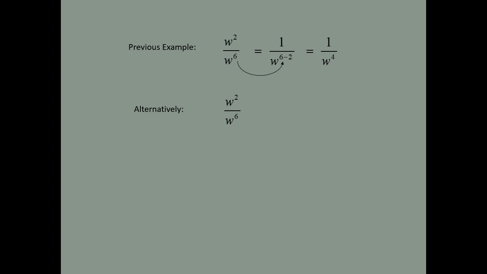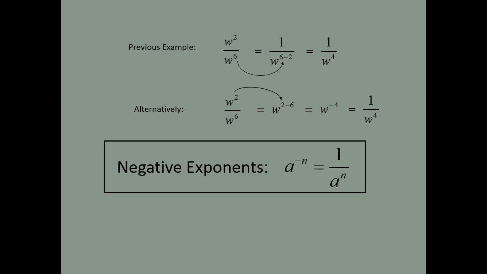If we apply the other version of the rule, and we subtract with the top exponent first, and leave the result in the numerator, we end up with a negative exponent, w to the negative fourth power. And if these rules are going to be consistent, we need these two expressions to be equal to each other. In other words, w to the negative fourth power has to equal 1 over w to the fourth power. And that gives us a rule for negative exponents. A to the negative n is equal to 1 over a to the n. Negative exponents will mean reciprocals.